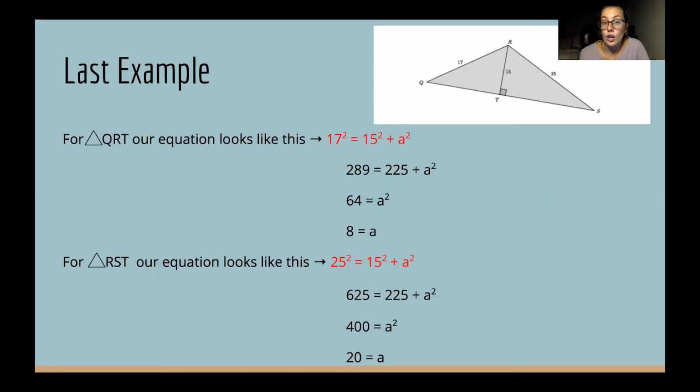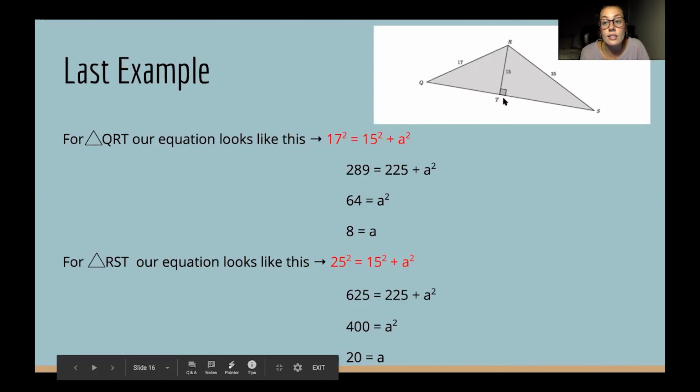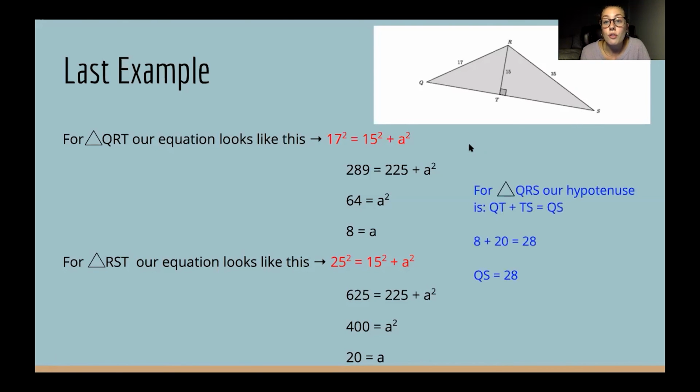Well, are we done yet? No. We need to find the square root of 400. The square root of 400 is 20. Therefore, 20 equals A. The side A over here, T to S, equals 20. So for the big triangle, Q, R, and S, our hypotenuse, Q to S, is going to be QT plus TS, which gives us our big QS. So Q to T is 8, T to S is 20. Together, QS equals 28.